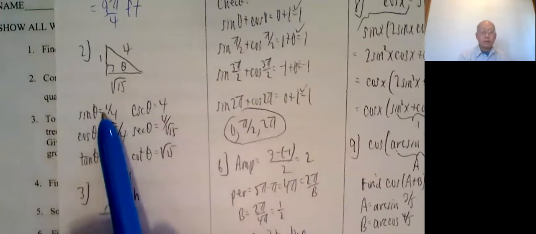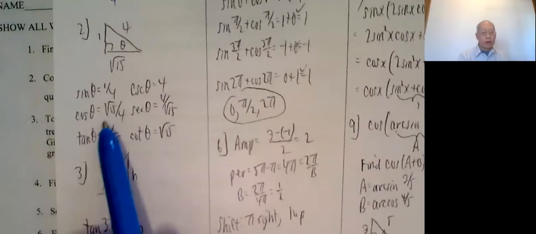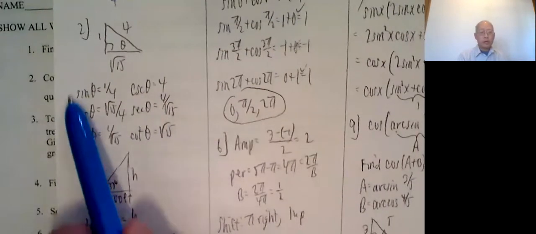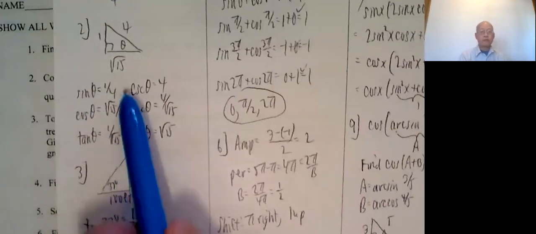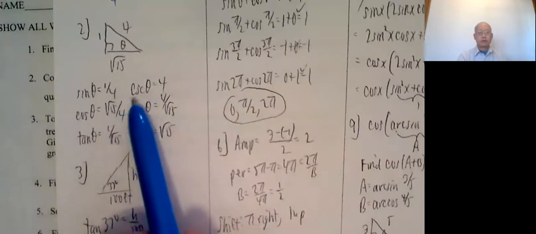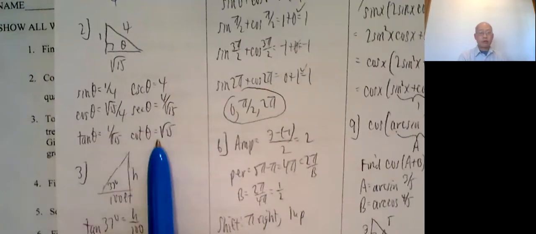So sine of theta is 1/4. Cosine of theta is adjacent over hypotenuse, radical 15 over 4. Tangent is sine over cosine, so 1 over radical 15, the 4's drop out. And then the reciprocals: cosecant of theta is 4, secant theta is 4 over radical 15, cotangent of theta is radical 15.